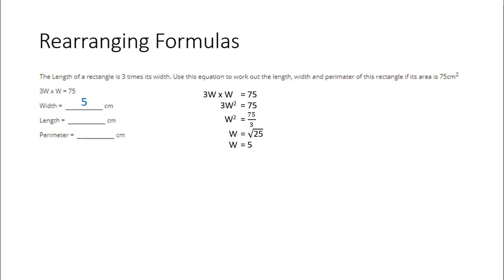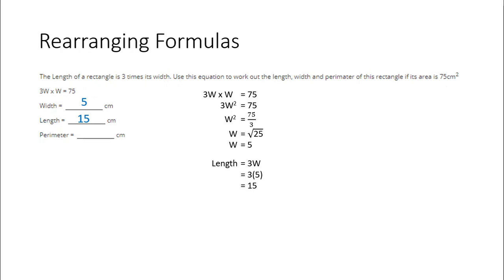Width is 5. The length we were told at the beginning, length of the rectangle is 3 times its width. And I gave you that in the formula here. So the length is 3W. We now know what W is. W is 5, so length is 3 times 5. The length must be 15. So length is 15 centimeters.